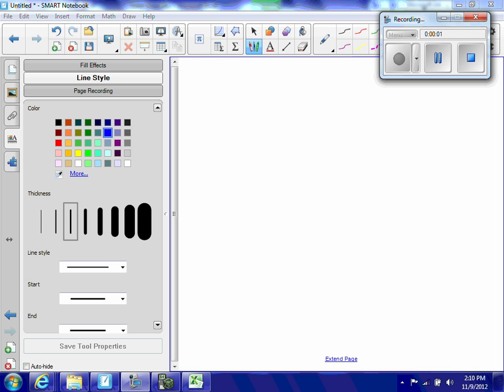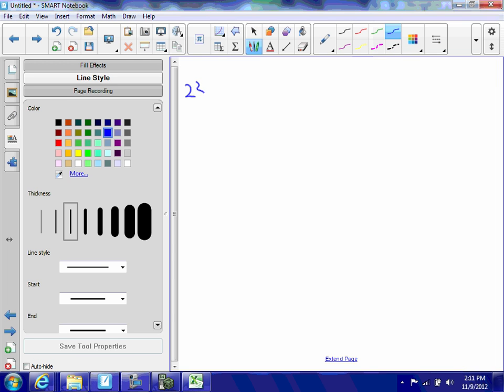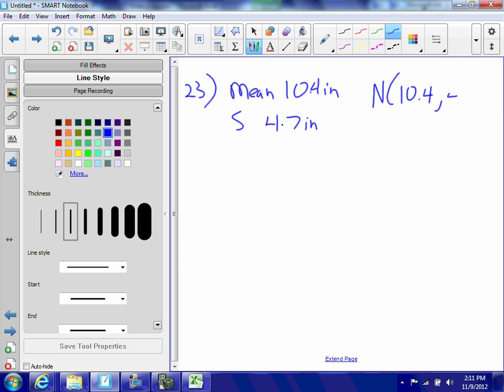This is problem number, chapter 6, number 23. And it says, a forester measured 27 of the trees in a large woods that is up for sale. He found a mean diameter of 10.4 inches and a standard deviation of 4.7 inches. So I have an N(10.4, 4.7) model that I'm dealing with.